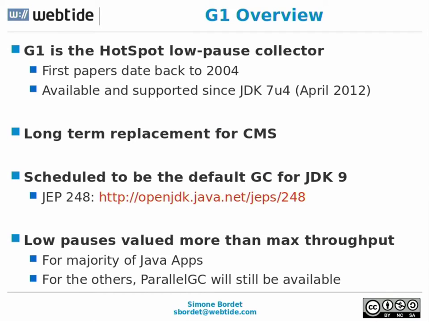G1 is the new replacement. It's a low pause collector. The first papers date back to 2004, so it has a long history in theory and in academic papers. It first appeared more than 3 years ago, so it's now a stable collector. It's a long-term replacement for CMS, and it's scheduled to be the default collector for JDK 9. The reason behind this choice is that these days low pause collectors are actually preferred. If you are on the client side for UI applications, then you really want to stay within those 16 milliseconds in order to render 30, 60 frames per second on your application. And if you are on the server side, you really don't want your clients using a browser and connecting to your application to pause for a long time. So low pauses are important, and that's why G1 came in.